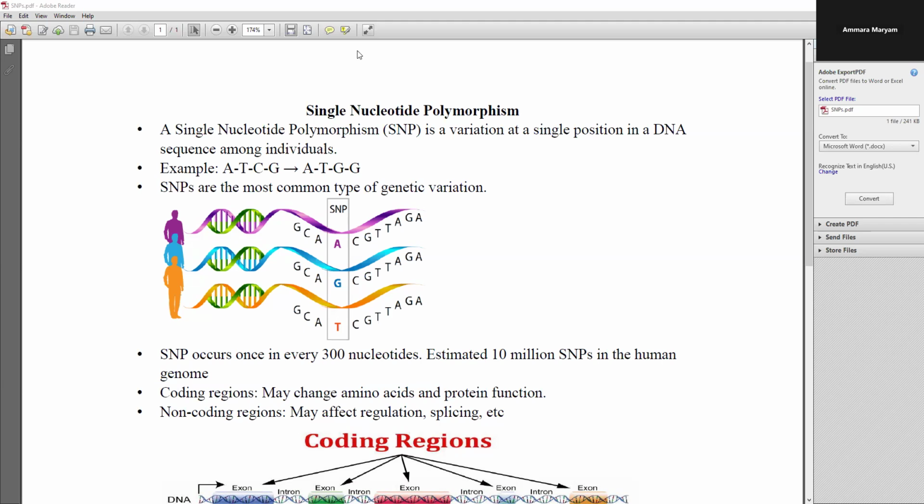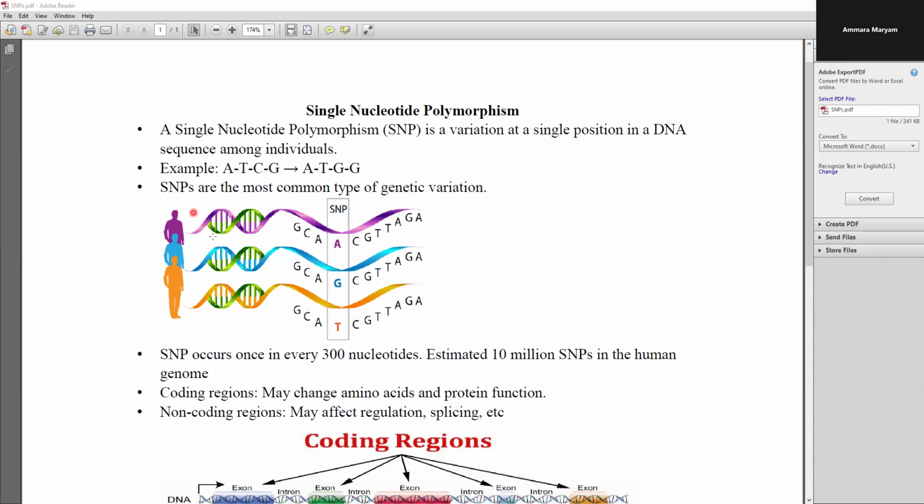Today we are going to discuss a very important topic in genetics, that is SNPs, the single nucleotide polymorphism. Single nucleotide polymorphism can also be pronounced as SNPs. So what is an SNP? A single nucleotide polymorphism is a variation at a single position in a DNA sequence among individuals. What that means is these SNPs are tiny changes in the DNA, but they can have big impacts on our health, on our traits, and even these tiny changes can make us unique.